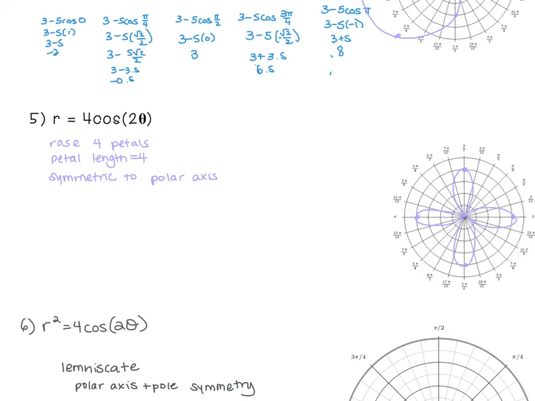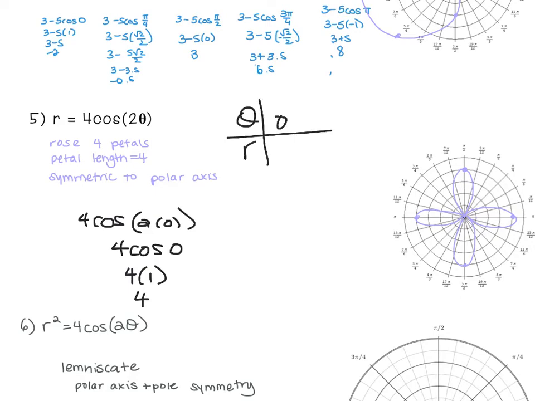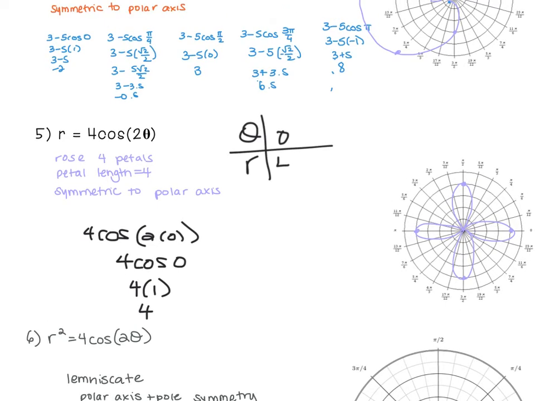So right away I knew if I plugged in 0, I get 4 cosine 0, and the cosine at 0 is 1, so I got 4. So just from the first point, I knew my radius was 4, and that's where I found the first petal. And then I knew it's 4 petals, and I know it's symmetric to the polar axis, so whatever happens here would also reflect over here because that's the rose with 4 petals.